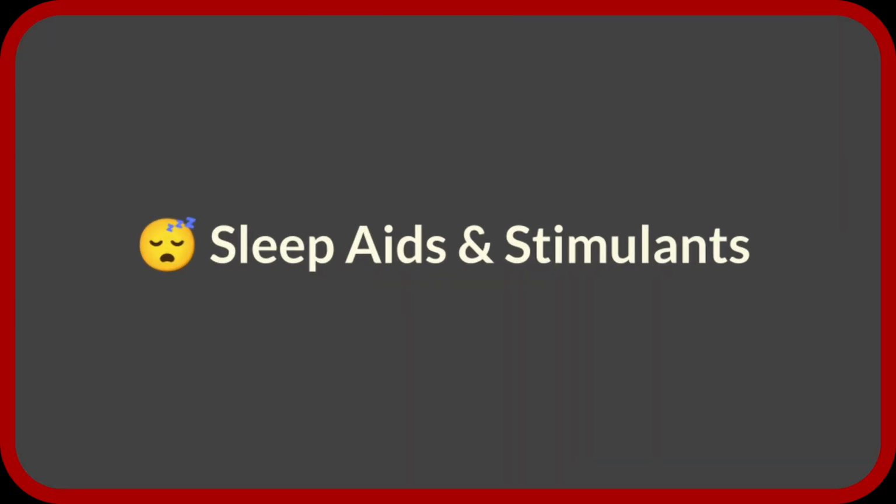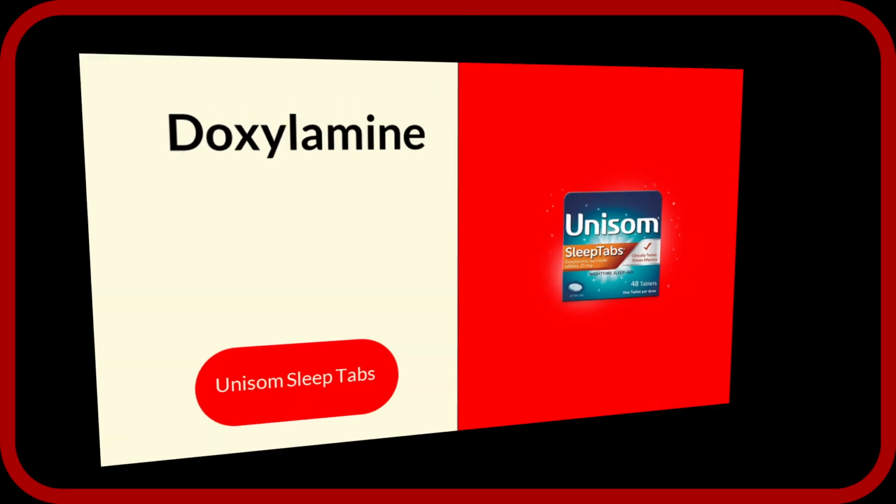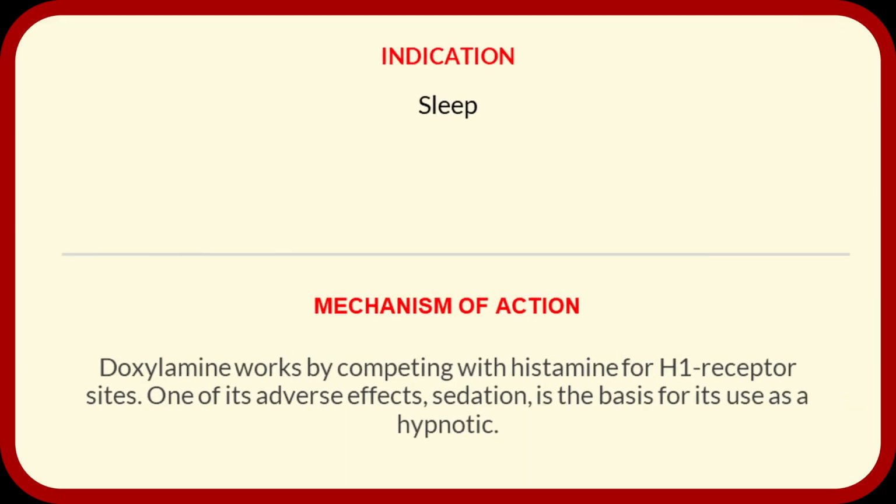Category 6, Sleep aids and stimulants. Next, we'll look at sleep aids and stimulants. Doxylamine, with the brand name Unisom SleepTabs, is used for sleep. Doxylamine works by competing with histamine for H1 receptor sites. One of its adverse effects, sedation, is the basis for its use as a hypnotic.